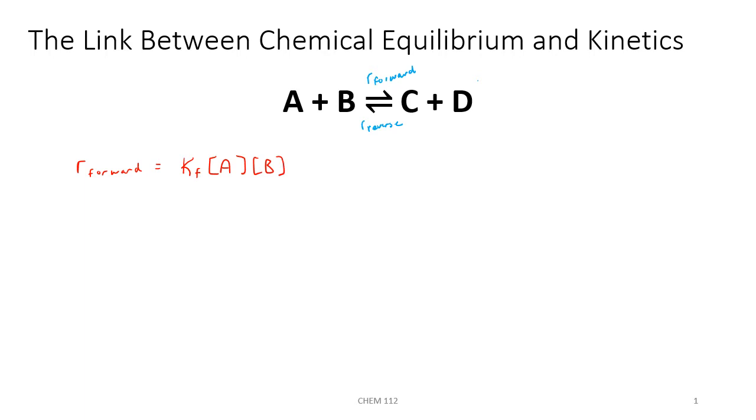We could also write the rate law for the reverse reaction. R, the rate for the reverse, will equal the rate law constant K sub R times the concentration of C times D. At equilibrium, the rate of the reverse reaction is the same as the rate of the forward reaction. That's what chemical equilibrium is. So we could set these two equal together at equilibrium.